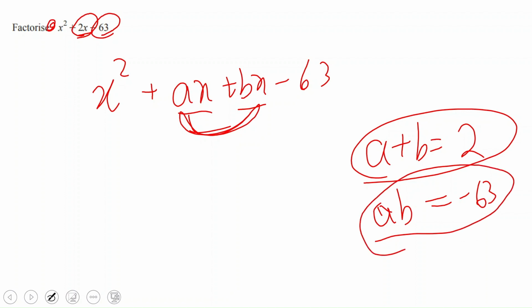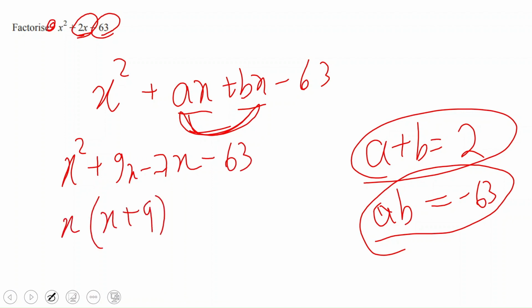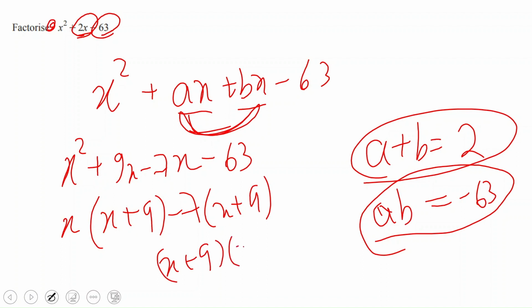So that is the criteria that we need to look for. So basically what we can do is factorize minus 63. That's the fastest way to go about it. And the answer is going to be 9 and minus 7. So I'm going to write this as x squared plus 9x minus 7x minus 63. x common, x plus 9, minus 7, x plus 9. So we get x plus 9 into x minus 7 is equal to 0.